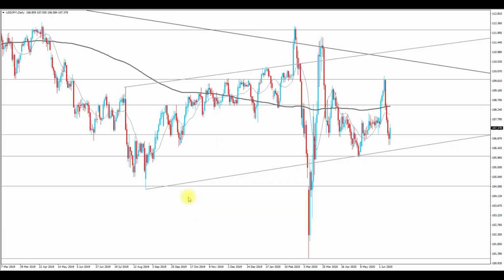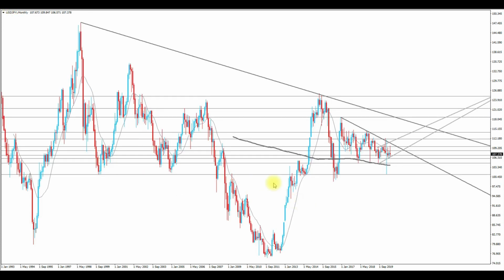Okay, so next we're going to see what's happening with USD JPY. So if we go in the monthly again, we can see that price has just been ranging from this level to this level for a long time. It had its breakout here, it's come back in and it's still ranging in this level. And we've got this trend line here, which I think price is going to come back and retest soon.